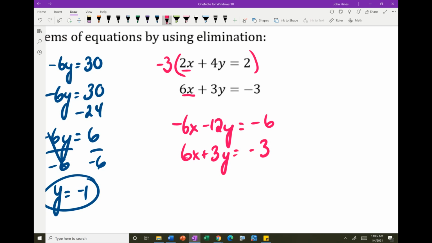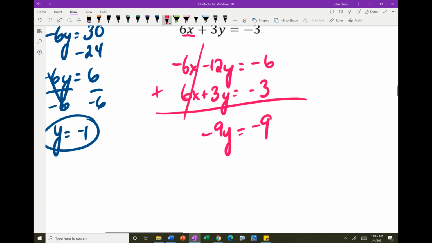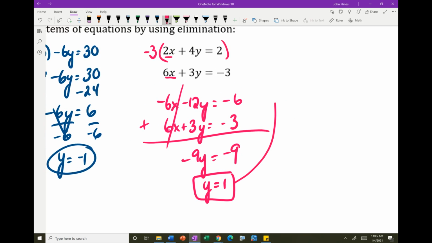All right, here we go. Now I've set it up so I can add them together. -9y equals -9. So y equals 1. That's why I still need to solve for x. So 2x plus 4y equals 2.